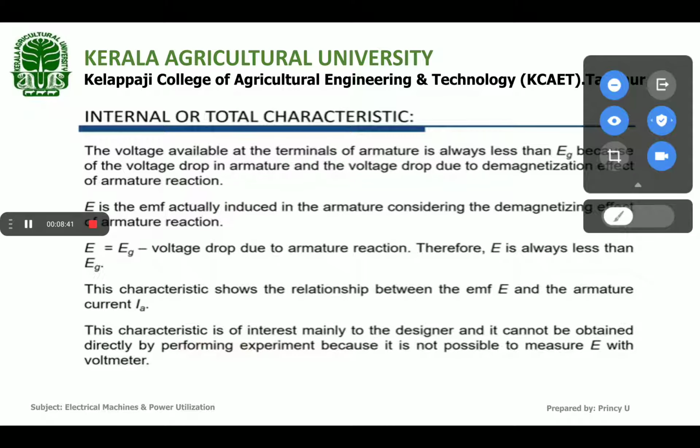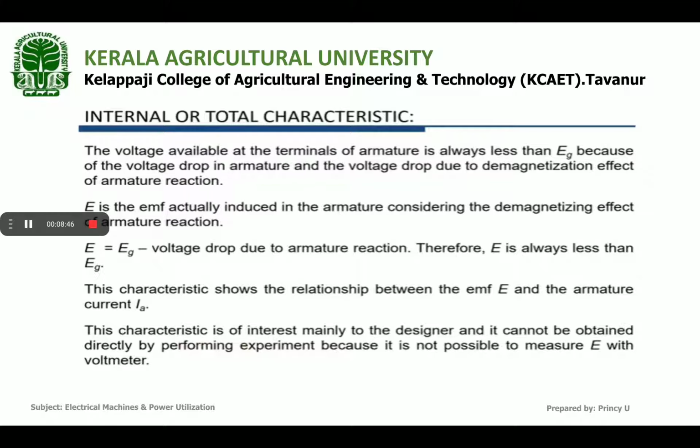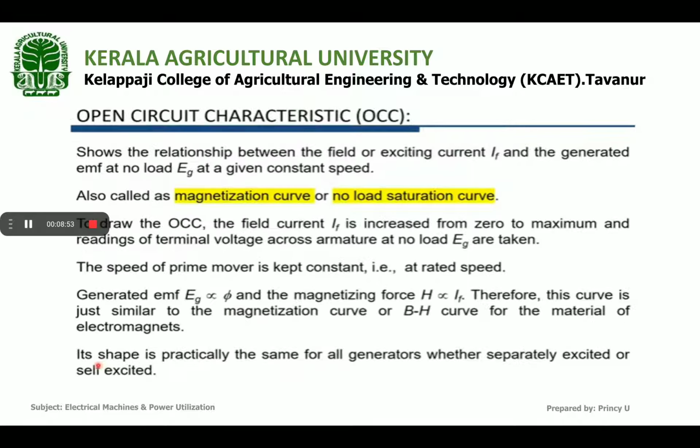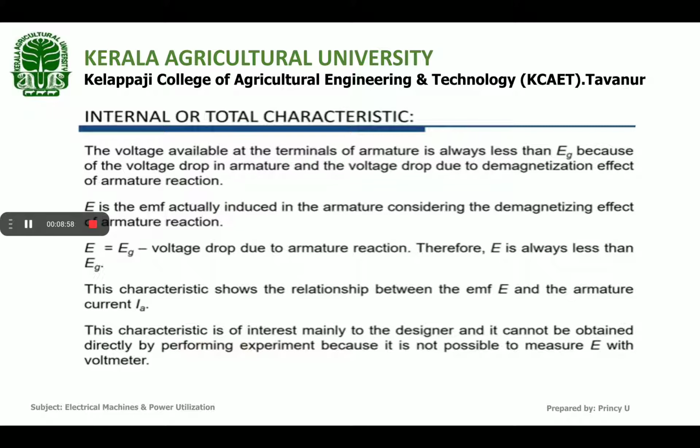The voltage available at the terminals of armature is always less than Eg. Because next one is internal or total characteristics. First we have studied open circuit characteristics generally. Next one is internal characteristics or total characteristics, in which the voltage generated is not actually Eg. At the terminals of armature it is always less than Eg because of the voltage drop in armature and voltage drop due to demagnetization effect.